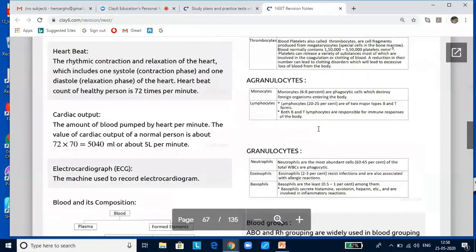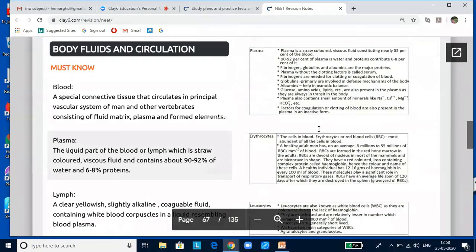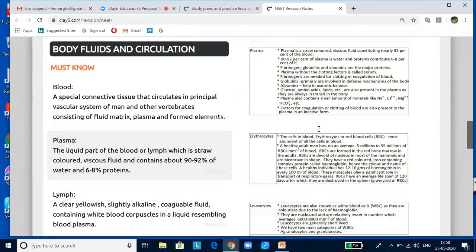Now erythrocytes. So plasma, let us look at plasma. Formed elements in the blood are erythrocytes, leukocytes, and platelets. Erythrocytes are the red blood cells. They are formed in the red bone marrow in the adults. RBCs are devoid of nucleus and are biconcave in shape. A healthy person has 12 to 16 grams of hemoglobin in every 100 ml of blood. RBCs have an average lifespan of 120 days, after which they are destroyed in the spleen.